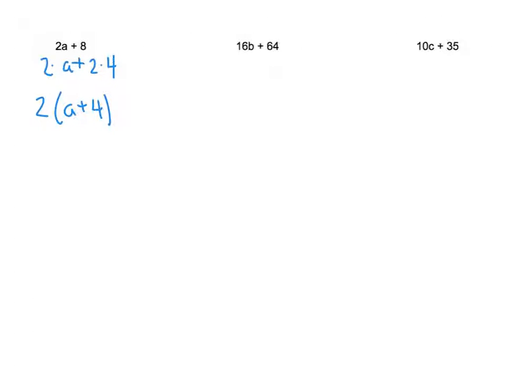Let's try another example. 16b plus 64. So this is 16 times b plus 16 times 4. So again, my 16 is now on the outside, and what I have left over is b plus 4.